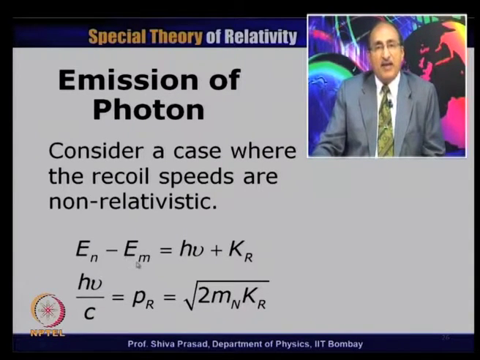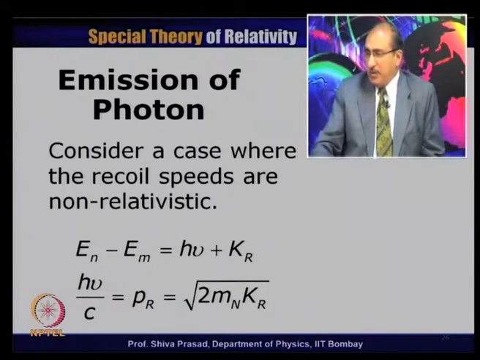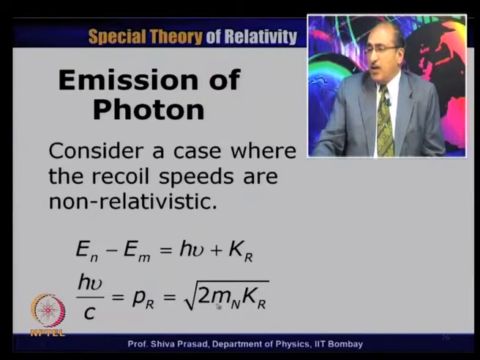Therefore, I must write En minus Em is equal to h nu plus Kr, where Kr is the kinetic energy of recoil. And I must get a second equation, which is the momentum conservation: h nu by c is equal to the momentum of recoil, Pr. Of course, this momentum and kinetic energy in the classical case are related by a very simple expression, K is equal to p square by 2m, and let us assume that Mn is the mass of the nucleus or mass of the atom, whatever you want to call it. Generally the nucleus is the heaviest, that's why I have written Mn. So Pr can be written as square root of 2 Mn into Kr. Now I can substitute Kr by Pr square by 2Mn.